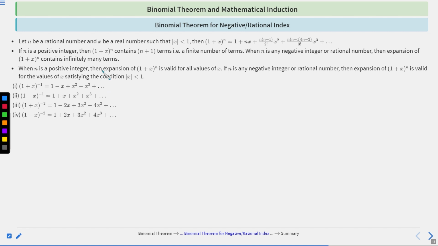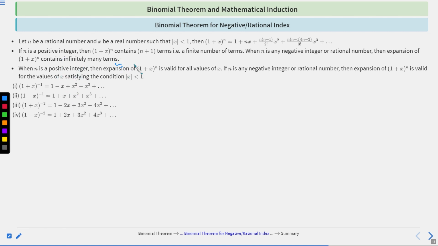For n a positive integer, (1 + x)^n contains n + 1 terms, that is, a finite number of terms, clear? When n is a negative integer or rational number, then the expansion of (1 + x)^n contains infinitely many terms, right? If n is positive, there should be n + 1 terms, and if n is negative, there should be infinitely many terms.